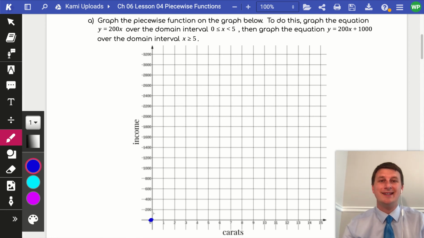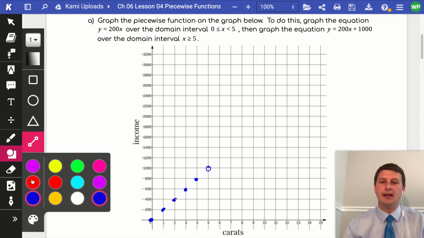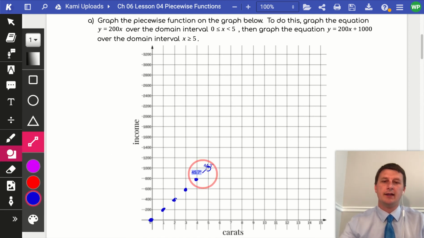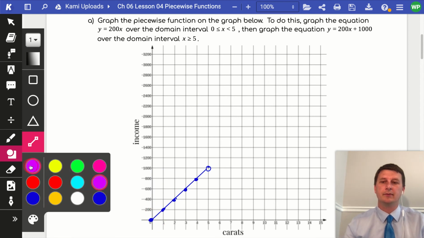Pay attention to the scale. It's going up by 200s. So I'm going to go up 200 over 1, up 200 over 1, up 200 over 1, up 200 over 1. And when I go to this final spot, this is where 5 carats is. And remember, we're putting an open circle on 5 carats because it's just less than 5. It goes all the way up to 5, but it's less than. And then we're going to connect that with a nice straight line to represent 200x over that interval.